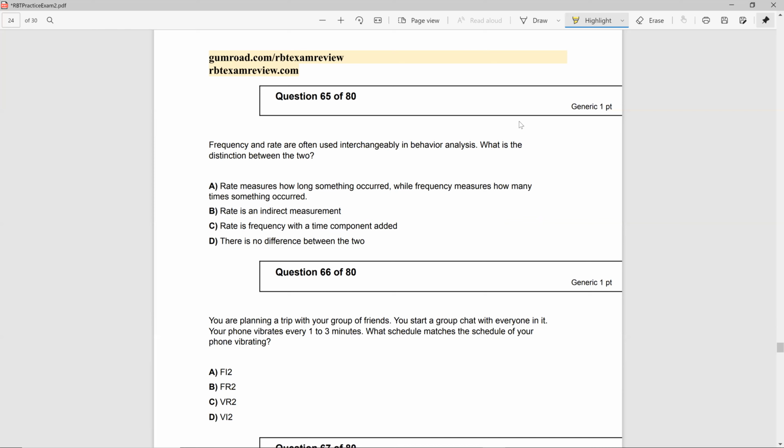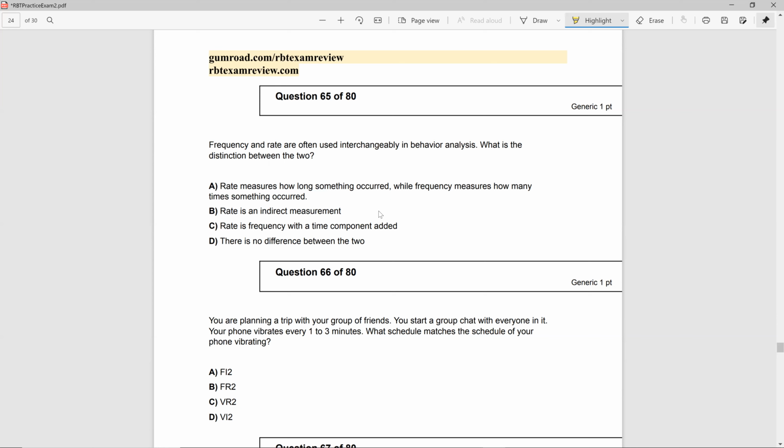And this is a very easy question if you've been studying your terms and definitions, which I hope you have. So you should immediately know the answer, okay? But if you don't, you need to go back, okay? Look through the study guide, right? Look through the flashcards and relearn and re-strengthen those terms. So A, rate measures how long something occurred, while frequency measures how many times something occurred. So what's wrong with A? Well, rate doesn't measure how long something occurred. What measurement does that? Duration, okay?